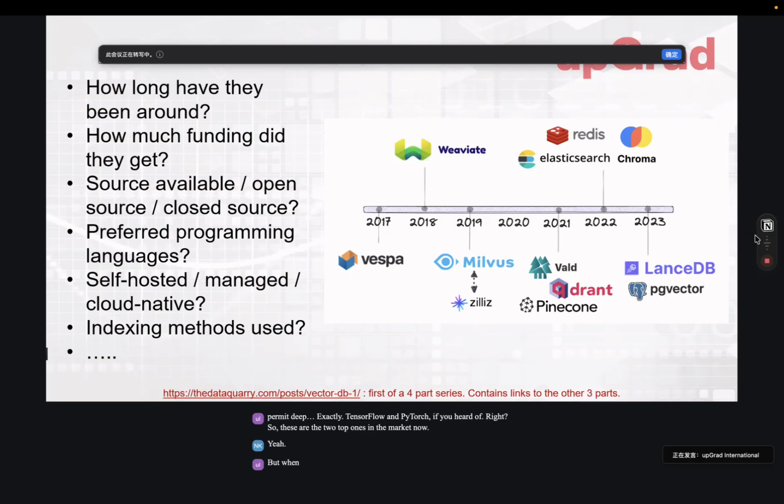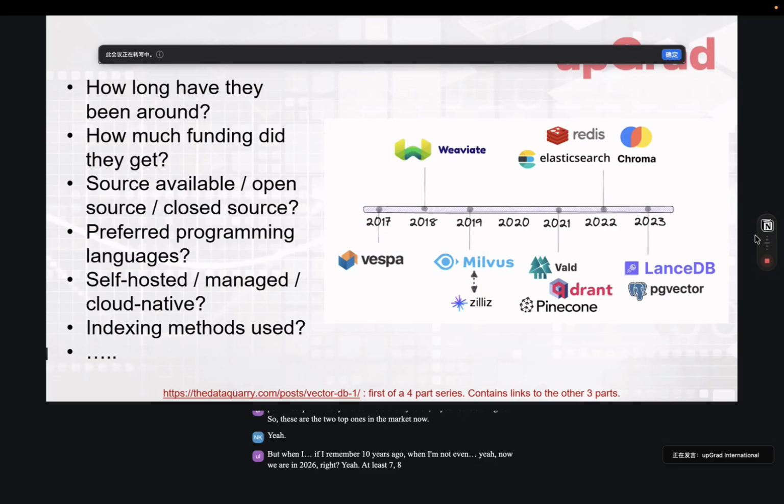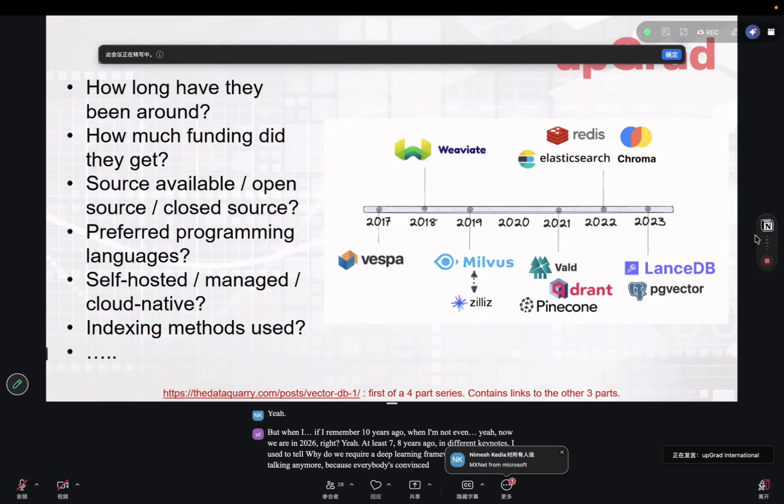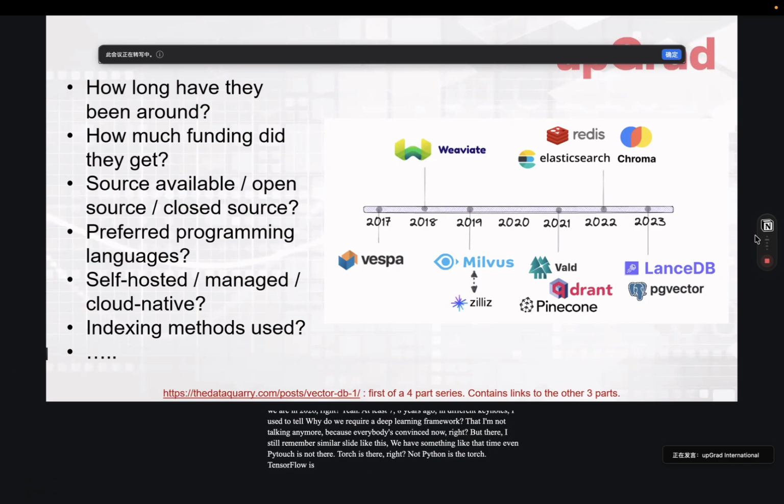But if I remember 10 years ago, now we are in 2026, right? At least 7, 8 years ago in different keynotes, I used to tell why we require a deep learning framework. I'm not talking about that anymore because everybody's convinced now. But I still remember a similar slide like this. At that time even PyTorch was not there. Torch was there, not Python based. TensorFlow was slowly coming, it was not the leader at that time.